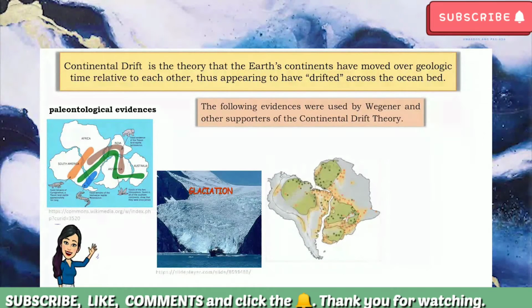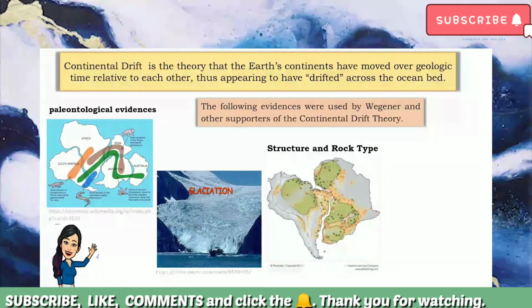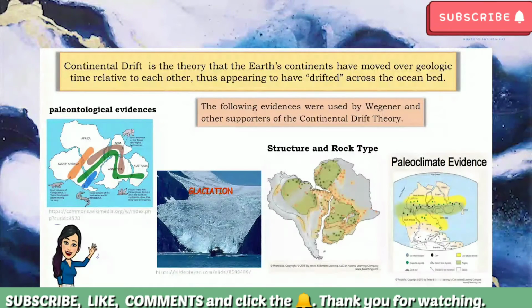Number 3. Structure and rock type. Geographers found that coastlines of several present-day continents would perfectly fit together, particularly Africa and South America. Last, paleoclimate evidence. Wegener reconstructed old climate zones to prove the shifting of climate belts over time. He used the distribution of specific rock types. He determined the distribution of climates in ancient times.